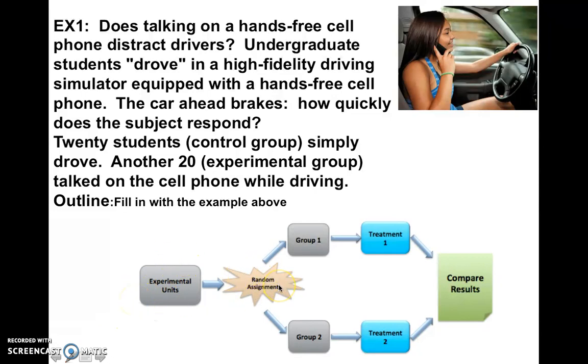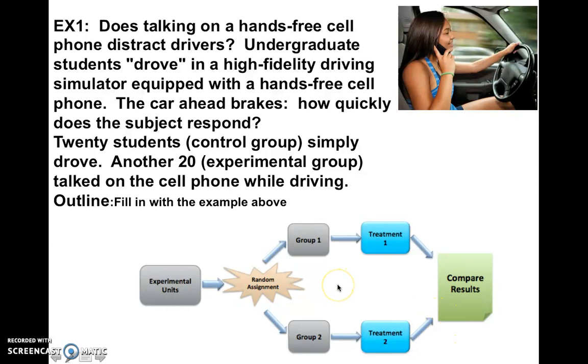We randomly assigned 20 of them to be in group 1, which is our control group, and then we assigned 20 of them to be in group 2, which was our experimental group. Then in group 1, the treatment was that they just drove, so there were no distractions. In treatment 2, we had them talking on their cell phones while they were driving. The car had brakes, and the results are how long it took you to respond to the car ahead of you braking. So how long it took you to brake, essentially, was our result.